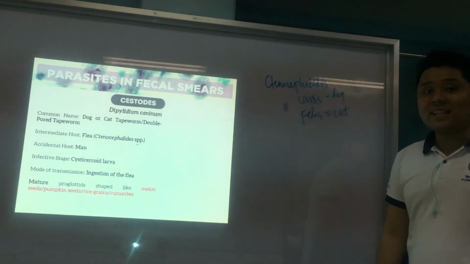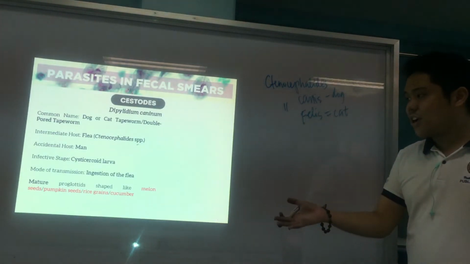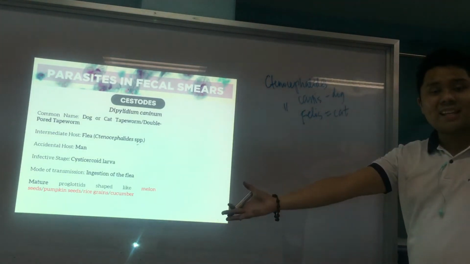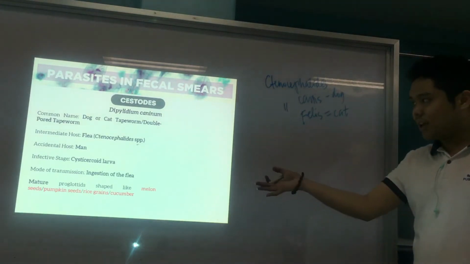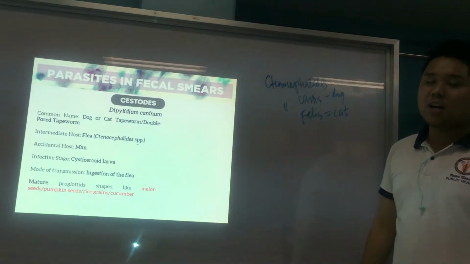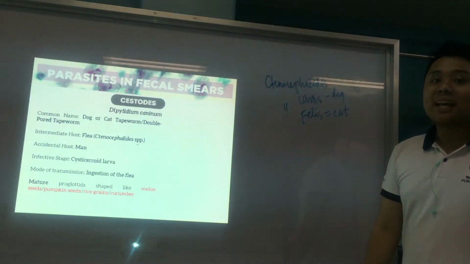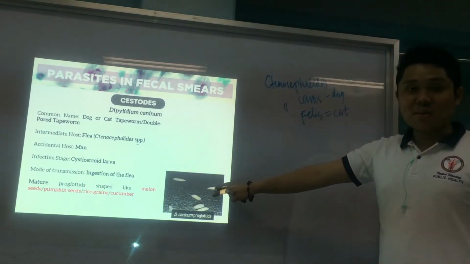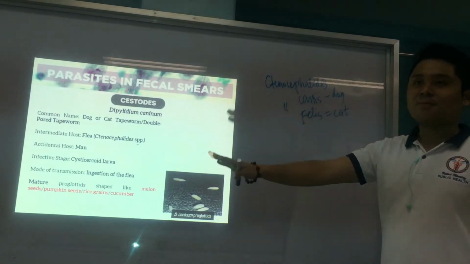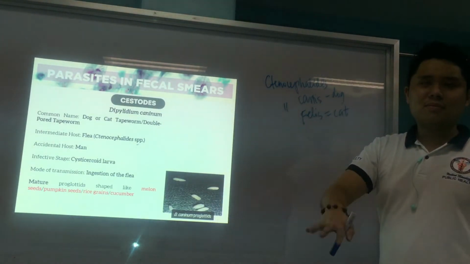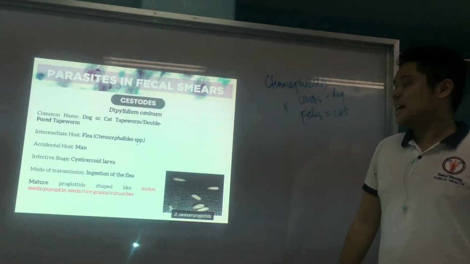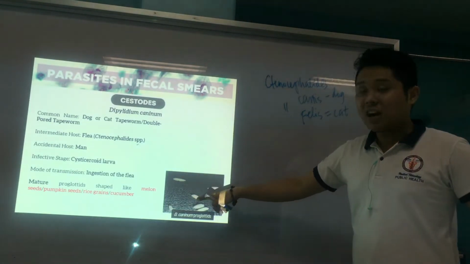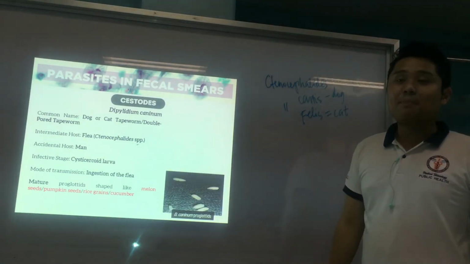And mature proglottids are shaped like rice grains, melon or pumpkin seeds, or cucumber. That is why Dipylidium caninum is also known as your cucumber tapeworm, okay? Because of its appearance. So this is its proglottids. Familiar, yes, I've included this in our stool specimens. These are rice grains, and these are proglottids of your Dipylidium caninum.